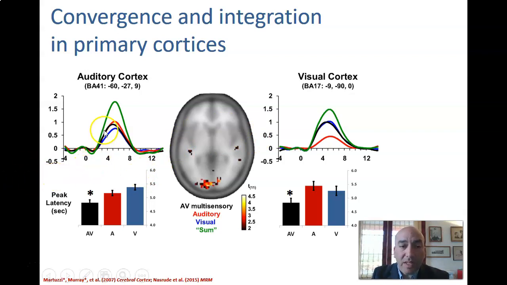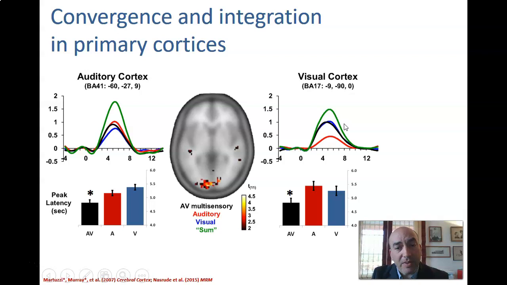And what we observe is voxels within primary auditory and primary visual cortices demonstrate both convergence and integration. And the way that we demonstrate that is that the responses, for example, in primary auditory cortices bilaterally, exhibit not only a response to the auditory stimulus in red, but a non-zero and robust response to visual stimuli in blue. Therefore, it's convergence.